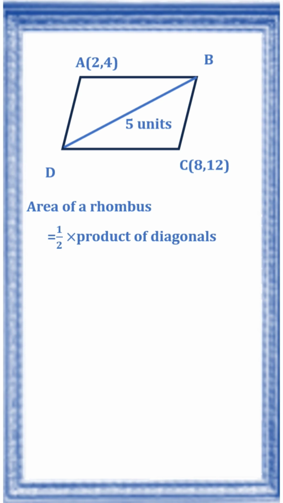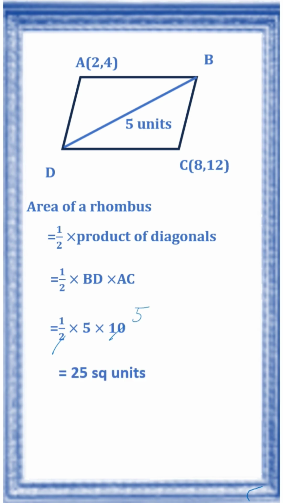Now we have to find the area of the rhombus, which is equal to half into the product of the diagonals. Here the diagonals are BD and AC. BD has been given and AC we have found. So half into 5 into 10. Half, 2 ones are 2, 5 fives are 25. So the area of the rhombus is 25 square units.